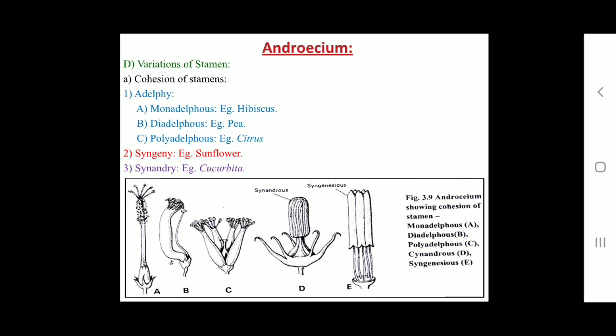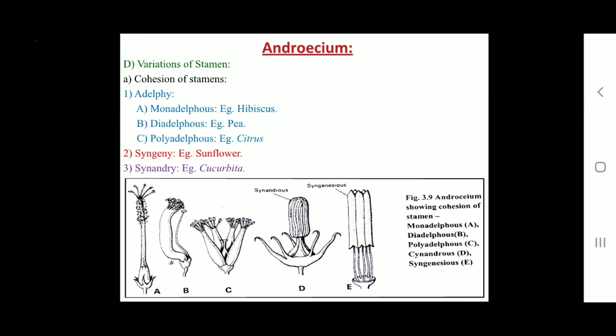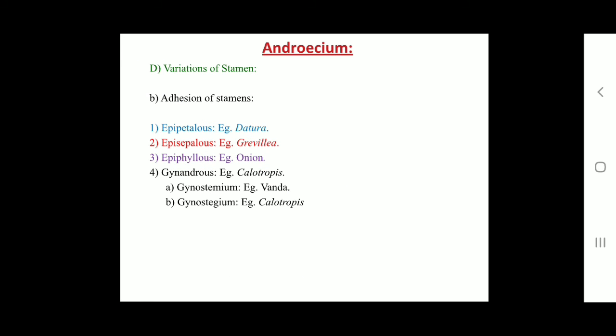Third point, that is synandry. When the stamens are united by their anthers as well as filaments throughout their length to form a composite structure, this condition is called synandrous condition. Example, Cucurbita, Colocasia. These are a few examples of this condition. Then we must see the adhesion of stamens.